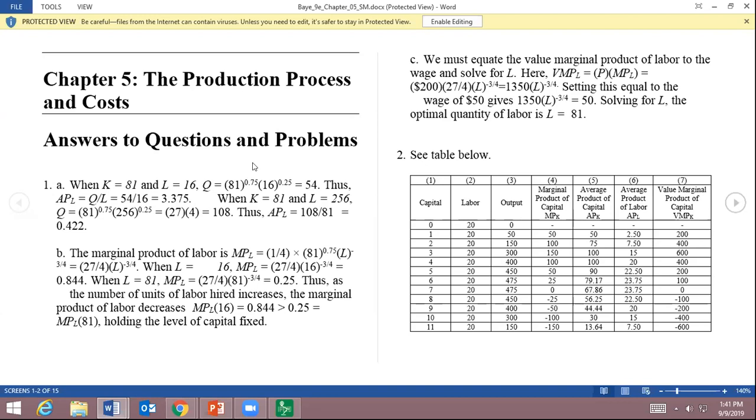Good question. This L? Sorry. Well, yeah, K is 9.